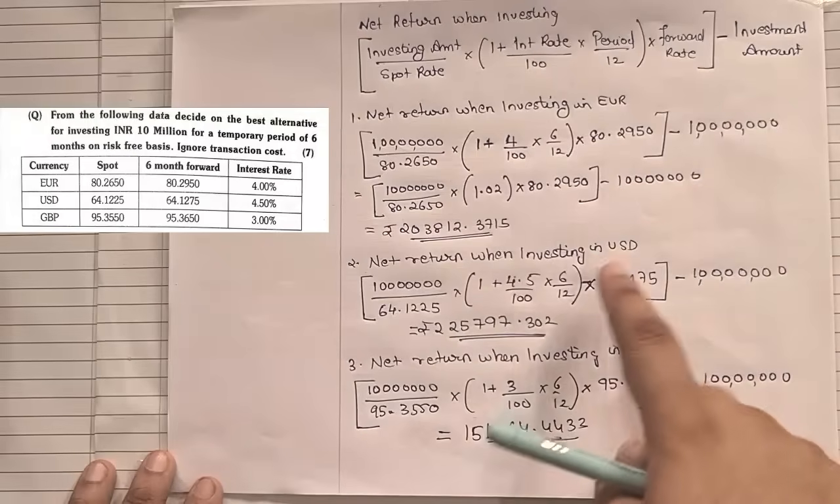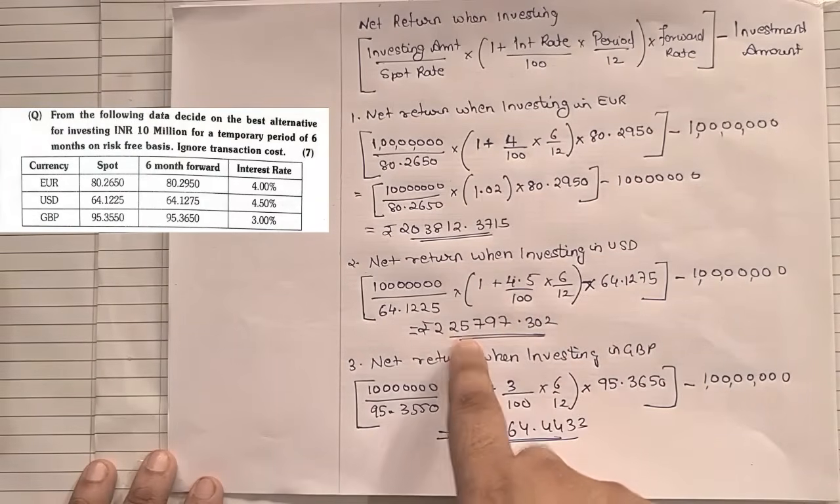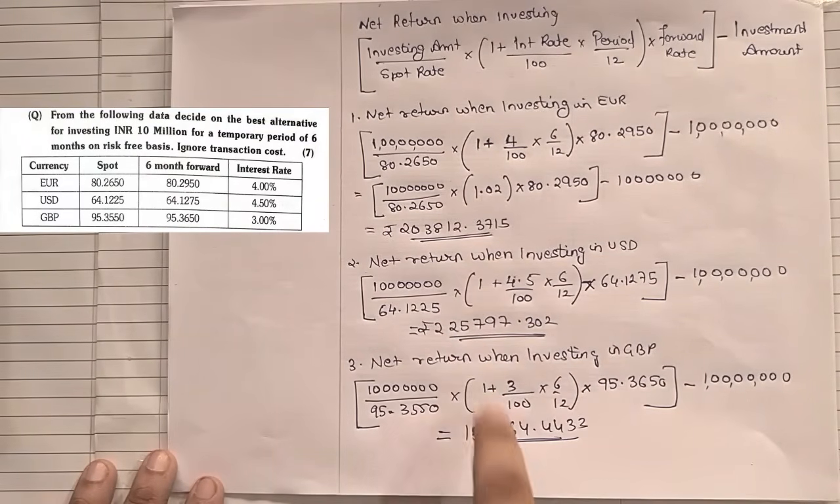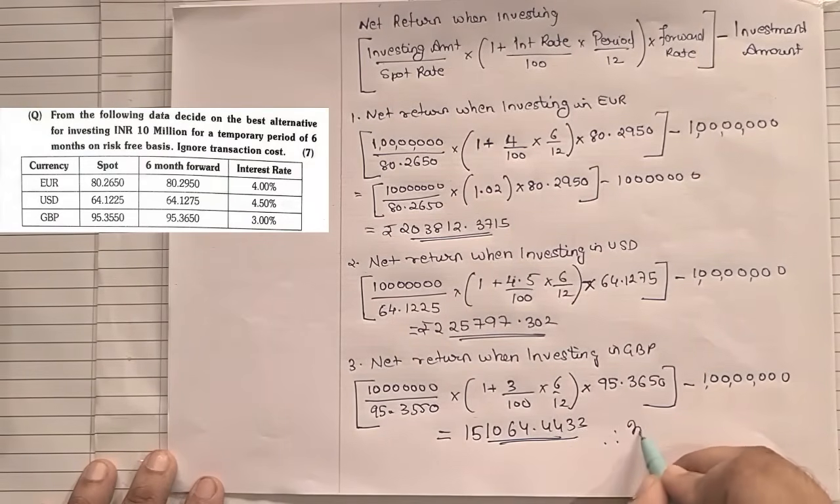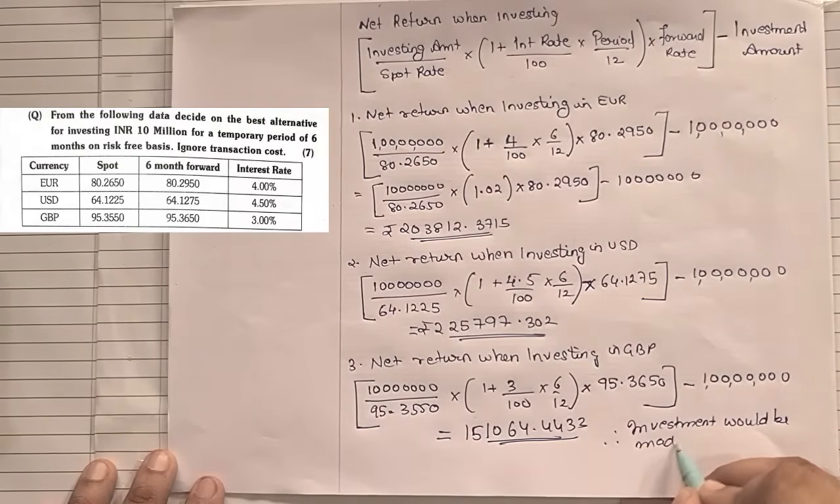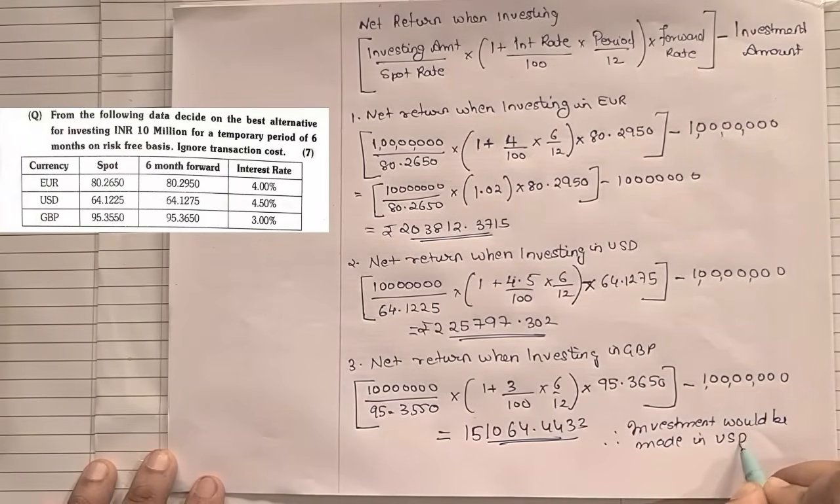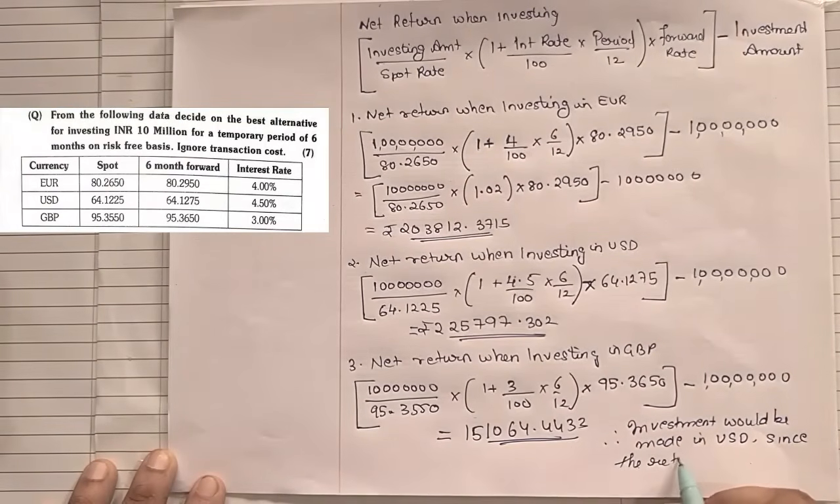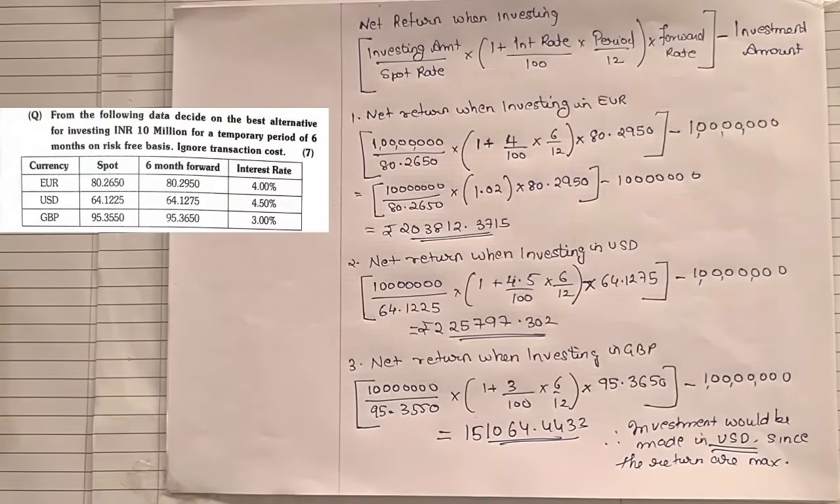Now among the three, check which has the highest return. Investing में the return should be the highest. So the highest return is in there 2,25,000. This is 2,03,800. This is 2,25,000 and 1 lakh. So therefore I can say finally investment would be made in USD since the returns are maximum. Okay, USD. So that's my answer. USD में investment is the better option. ठीक है, चलो with that question number 3Q gets done.